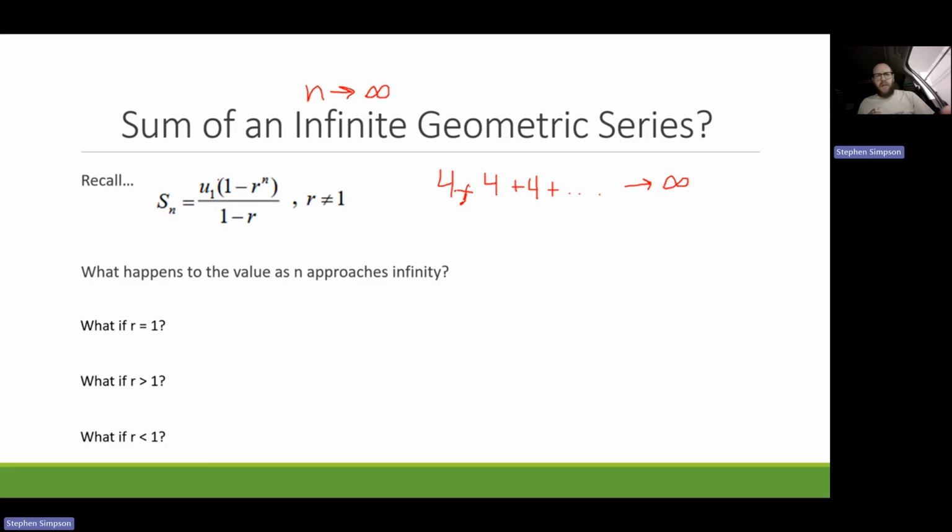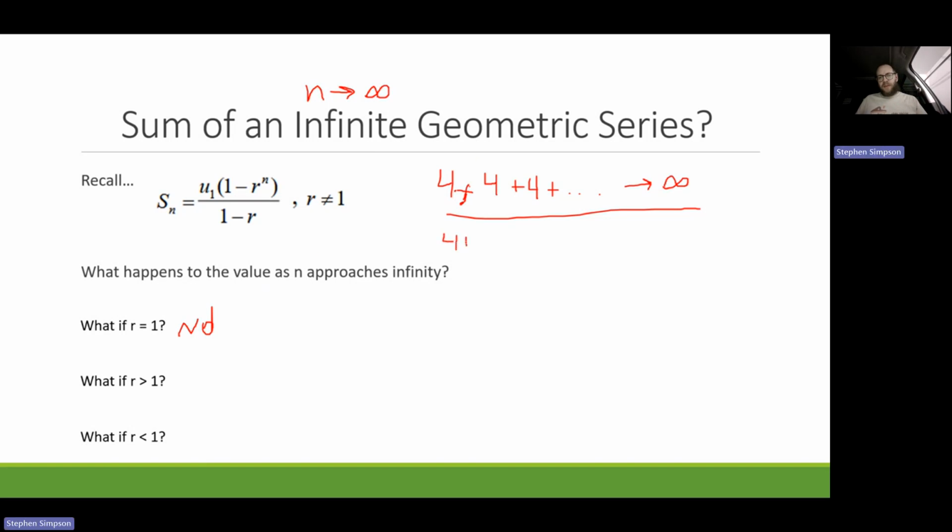So for an infinite geometric series, we really don't have a formula to use because it doesn't add up to anything in particular. It diverges, we would say. It just goes up and up and up, or down and down and down if it's negative numbers. What if r is bigger than 1?